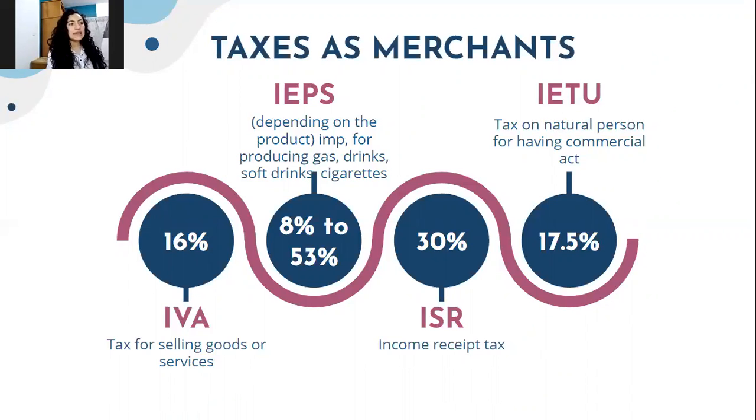Then there is the ISR, which is the income tax, and the amount of this is 30%. The IETU is the flat rate business tax, and this is the amount of 17.5%, and this is the tax on individuals for having commercial or industrial activities.